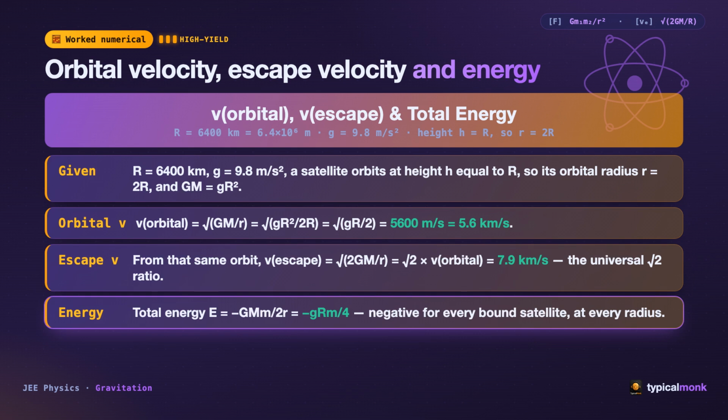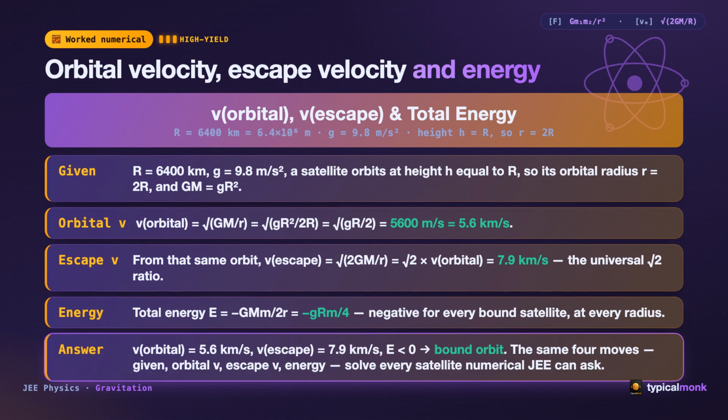Step 4. The total energy. E equals minus GMm over 2r, which simplifies here to minus gRm over 4. Notice the sign, negative, for every satellite that is truly bound to the Earth at every possible radius.